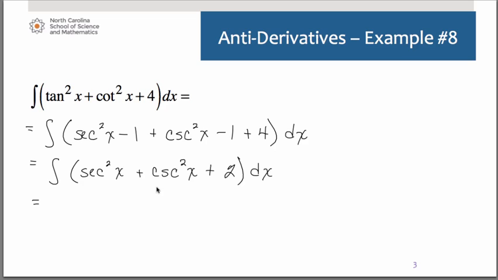Now we have rules for these. Antiderivative of secant squared of x is tangent of x. Antiderivative of cosecant squared of x is negative cotangent x. Antiderivative of 2 would be 2x. Once again, take the derivative of that. You'll notice you get your integrand back again.